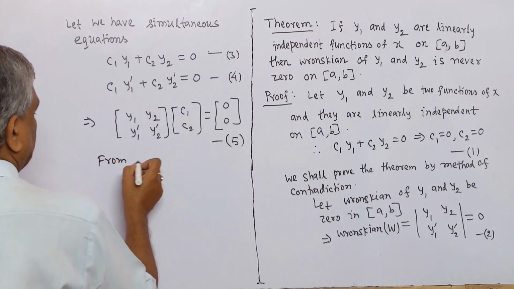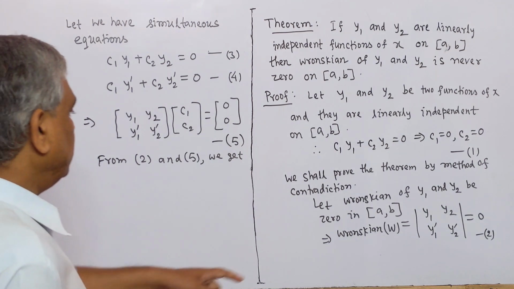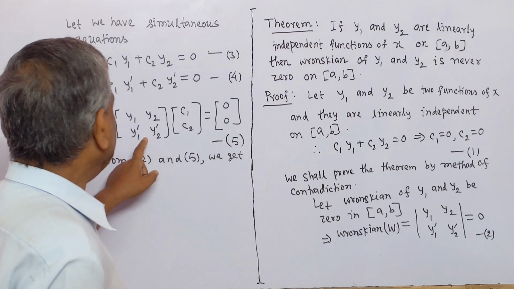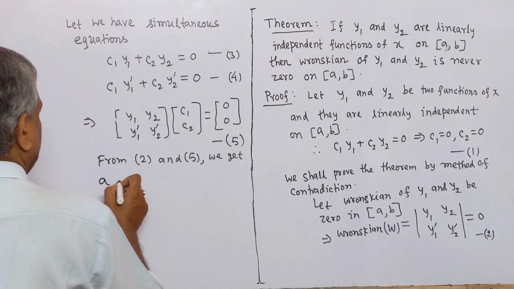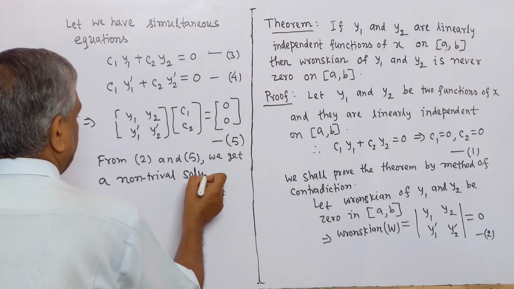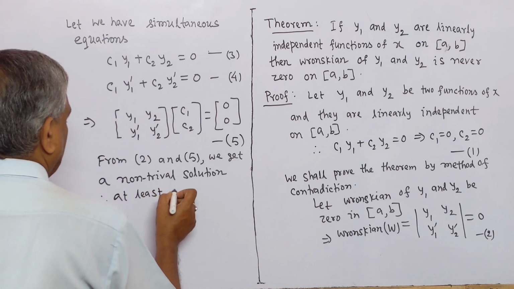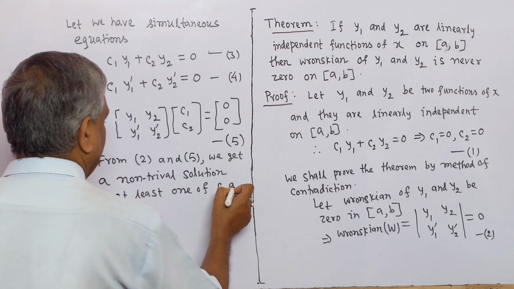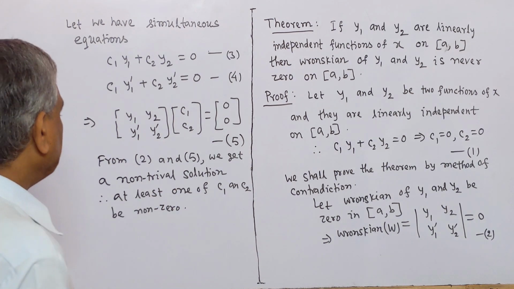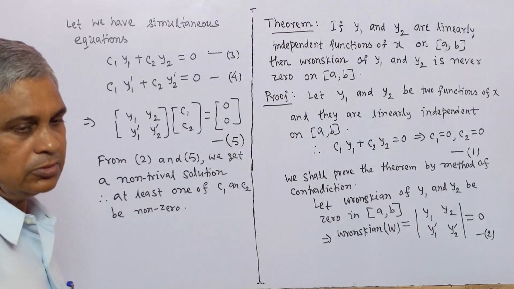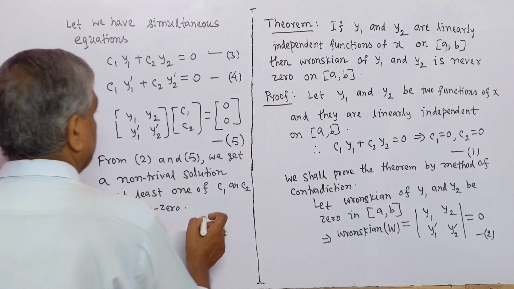From 2 and 5, we get the determinant of this coefficient matrix is 0. Therefore, we get a non-trivial solution. Therefore, at least one of C1 and C2 must be non-zero. Solution means values of C1 and C2, and at least one of C1 and C2 be non-zero. This is number 6.